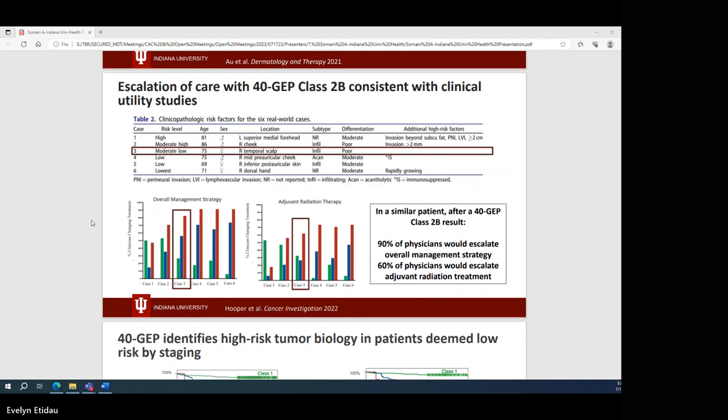So like my cases, when my colleagues have seen similar patients, such as the third real world case from the study highlighted on the slide, the class 2B result would lead to an overall increase in management intensity, as shown on the first graph on the bottom left, and specifically an increase in ART consideration, as shown on the second graph on the left. This corroborates the approach to risk stratification that I just discussed in my own patients and can be found in the published clinical utility study from Hooper and colleagues. And I think Dr. Pietro also referred to that study. So next slide.